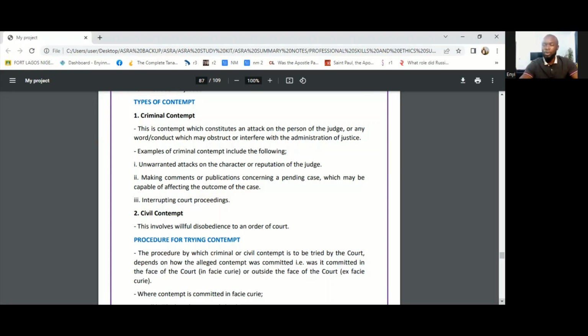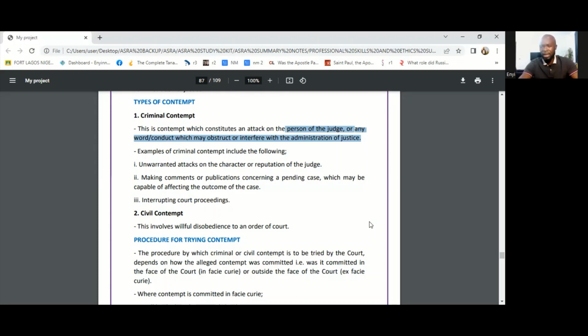Now, when we talk about criminal contempt, that constitutes an attack on the person of the judge. All right. If you do any act or conduct which would constitute an attack on the person of the judge, on the judge's character, on their integrity, etc., that is criminal contempt. For instance, if a person, let's imagine in court, after the judge gives a judgment, is so displeased and stands up and says, "You're such a corrupt, useless person," that's an attack on the judge's character, on the judge's integrity.